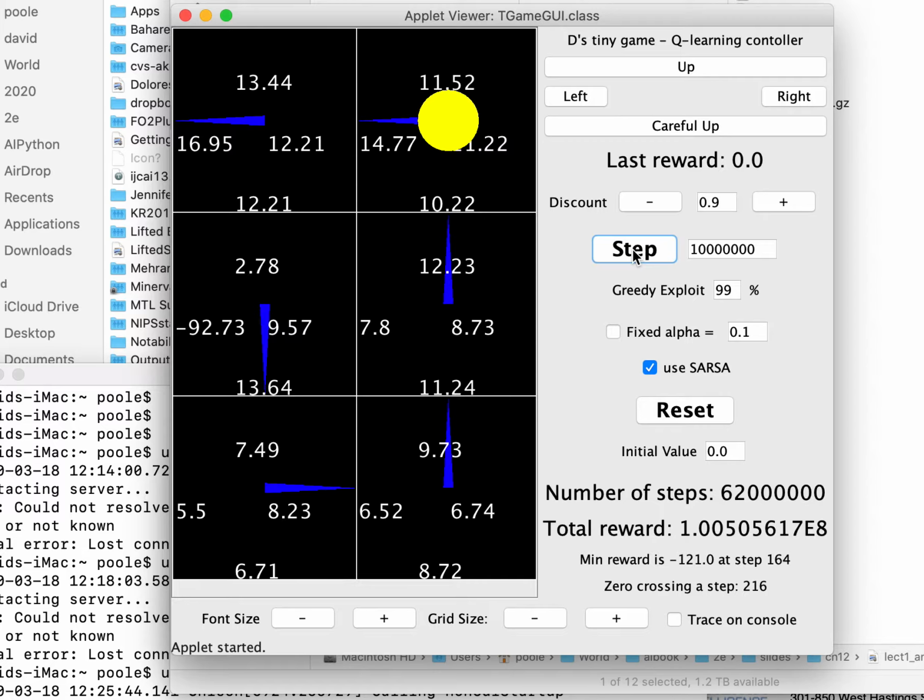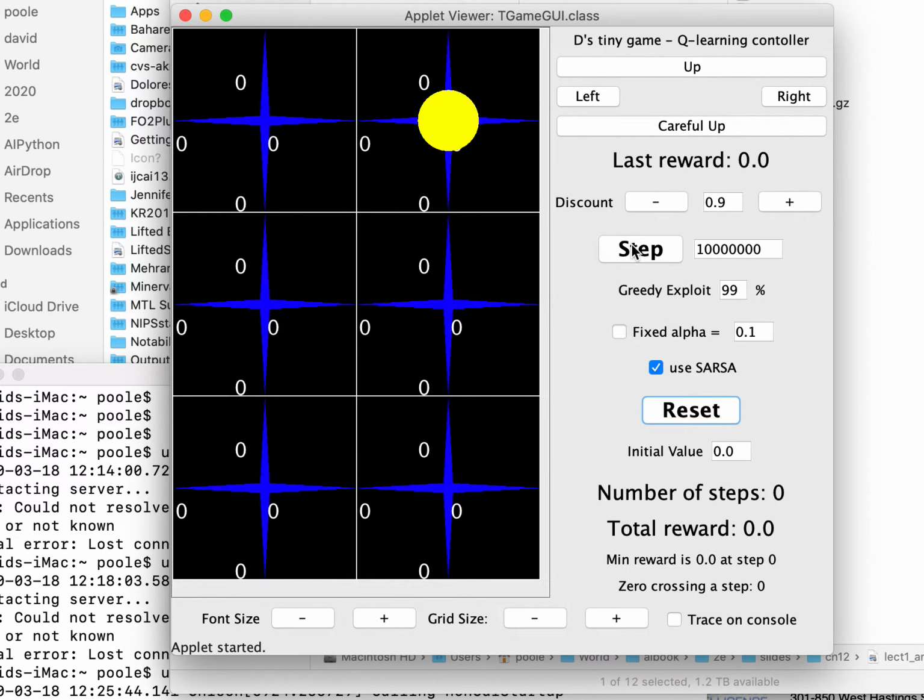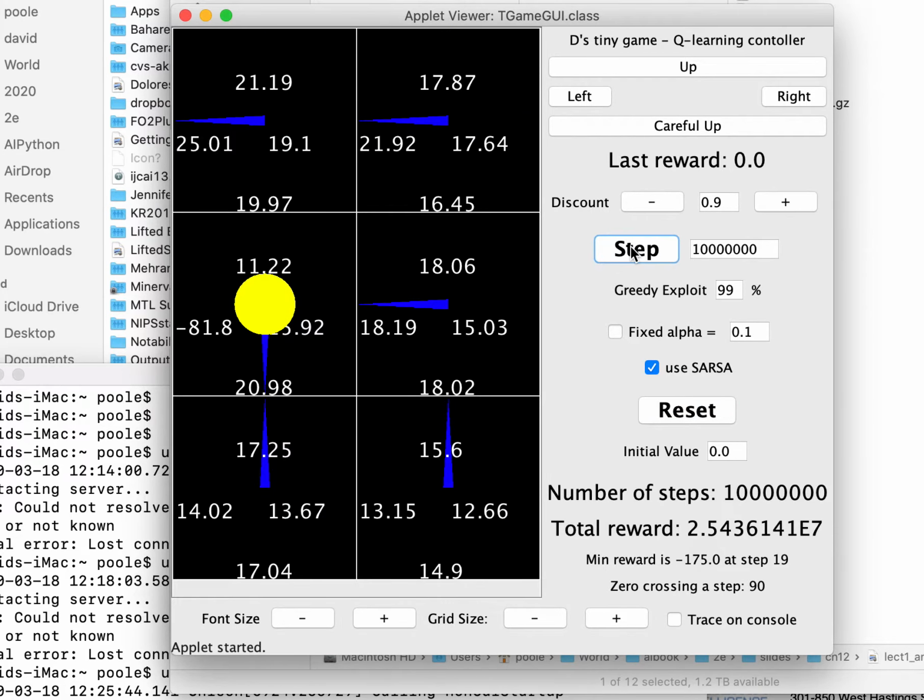If I reset this and do another 10 million steps, I think this is actually the optimal policy with exploiting 99% of the time. That means it's not exploring very much. The top one's actually much safer, so it's safer to go into this middle corner, still going up carefully here.